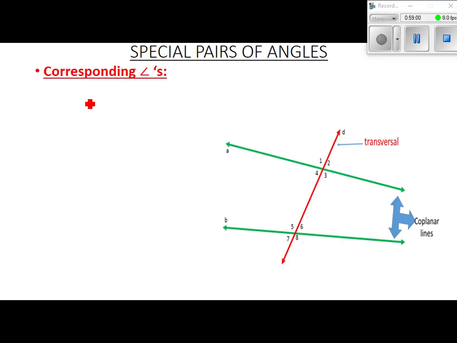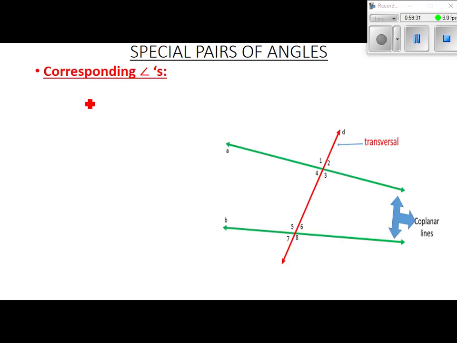The first one, corresponding angles. Corresponding angles. Anybody know what the word corresponding means? Together? All right? I got my two coplanar lines. They don't have to be parallel, but if they are, it's still going to come out the same way. Ginger is my transversal. All we're going to do to figure out the corresponding angles is this. Just watch, because they're easy to figure out.